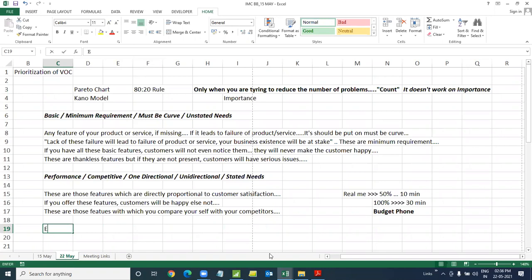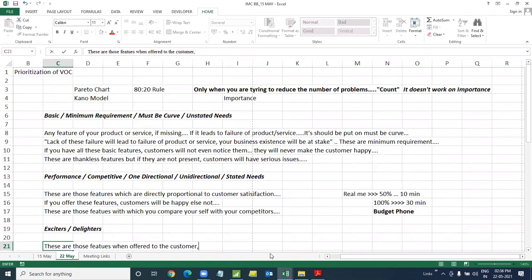Next curve is your exciters or delighters. These exciters or delighters are again a funny feature. Why? Because these are those features which, when offered to the customer, they will be very happy or delighted probably.